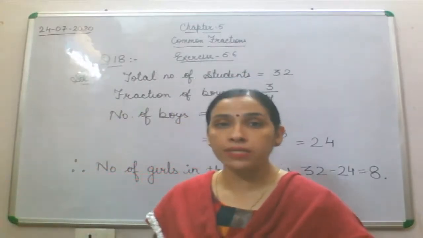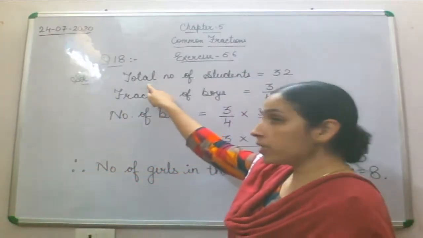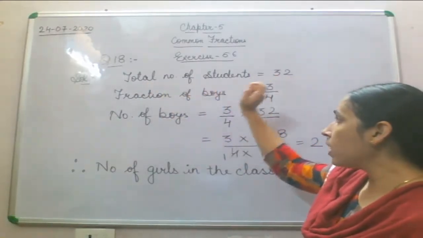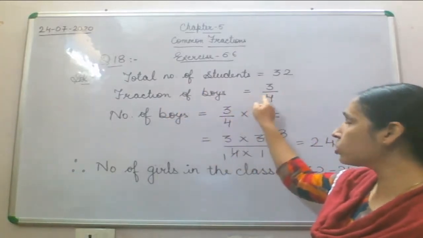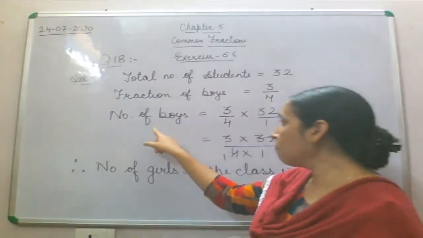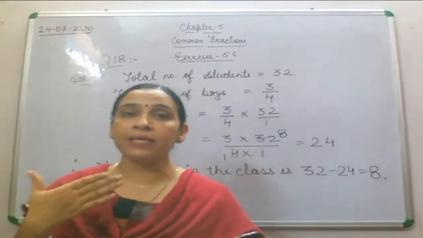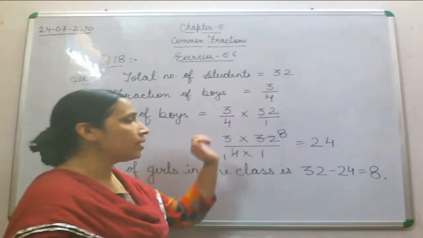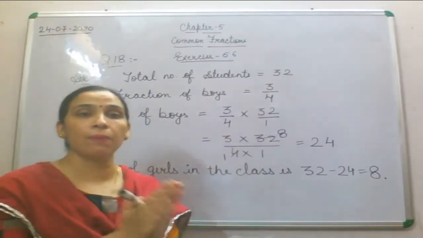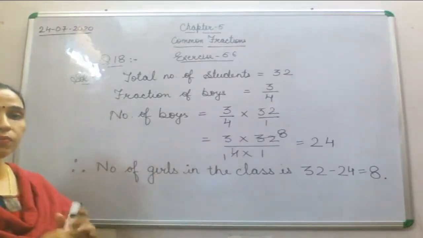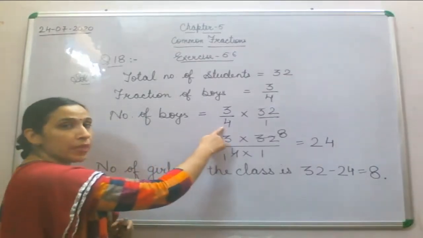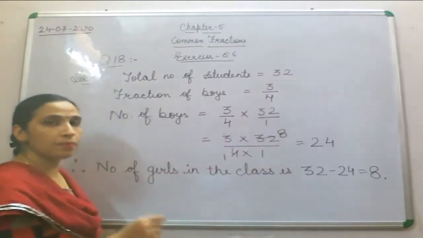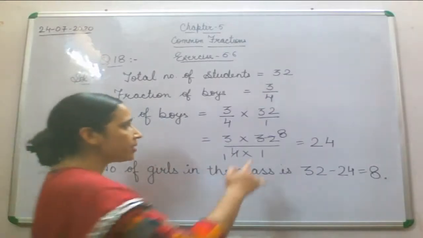So what will be the first statement here? Total number of students, that is 32. Now the fraction of boys has been given, which is 3/4. Now what will be the number of boys? You have been given the fraction of boys, 3/4. Now you have to find out the number of boys. So how are you going to find it out? That fraction will be multiplied by this whole number, the total number of students, that is 32.